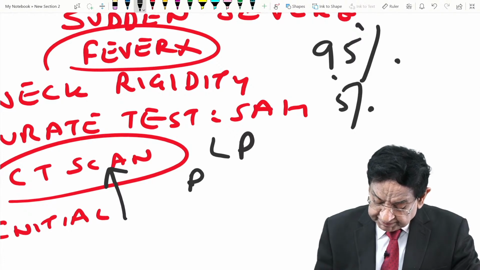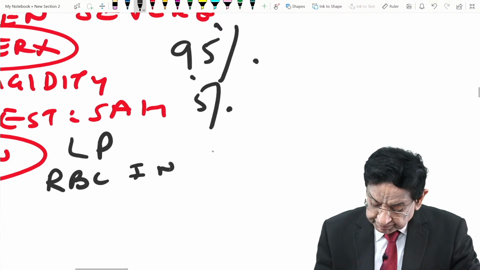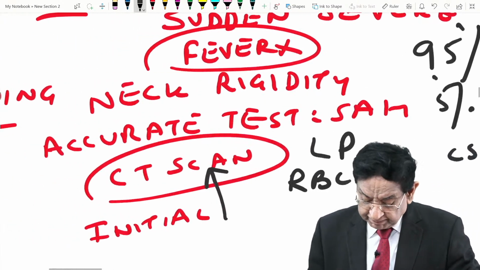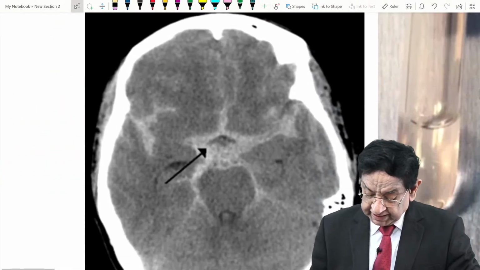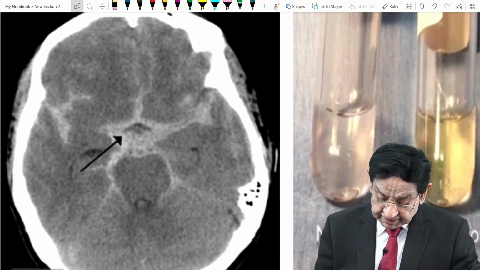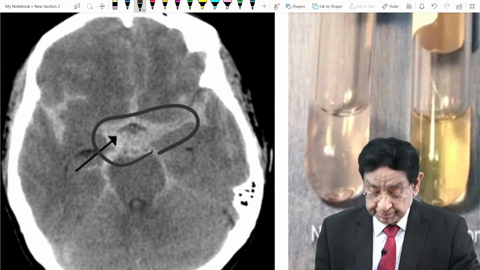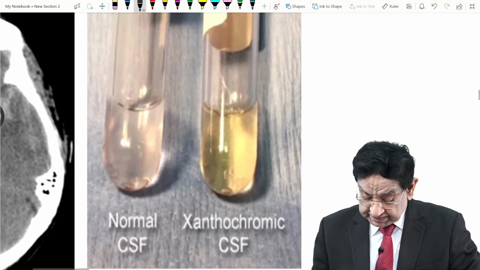If you see RBCs in CSF, this is the most accurate test. So lumbar puncture is the most accurate test. Well, this is a CT scan. You can see blood. Okay. This is the normal CSF.